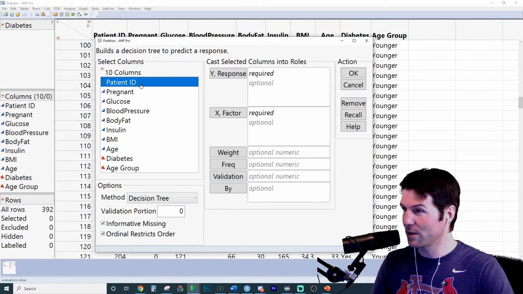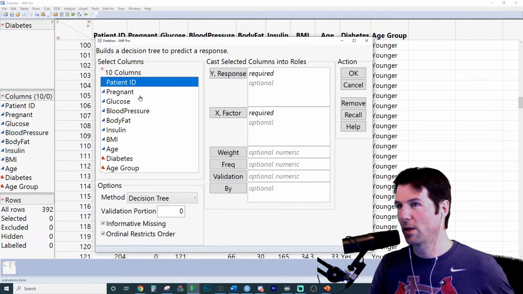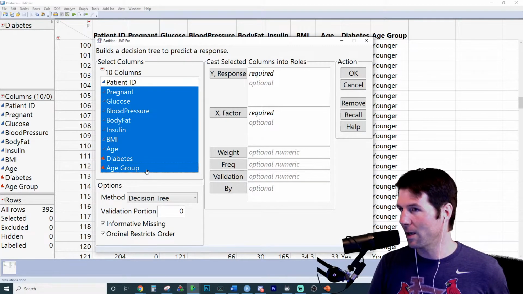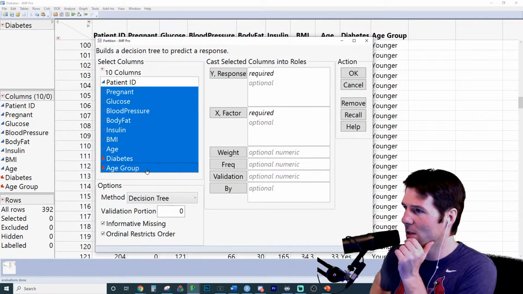We're not going to include this because this is an identifier, so don't include that. We're going to click on one of these, and then we're going to hold Shift, and then we're going to click the bottom one. Now, mine has age group. I think yours has age group too.